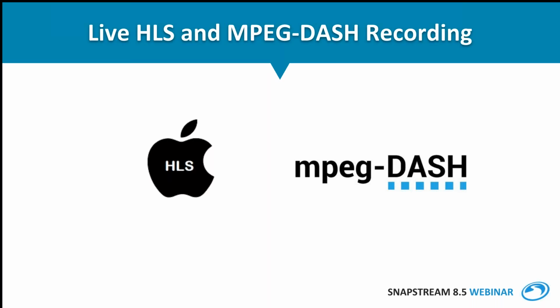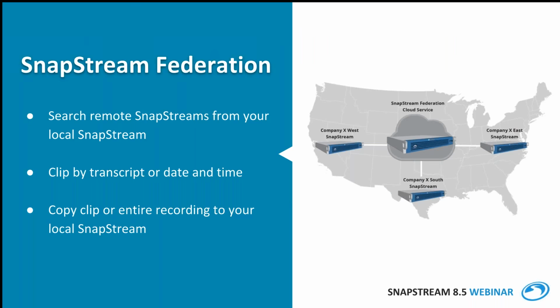Okay. Let's see. SnapStream Federation. Last year, we added SnapStream Federation, which allows you to search, clip, and copy recordings from other SnapStream installations in your organization, all from your local SnapStream interface.